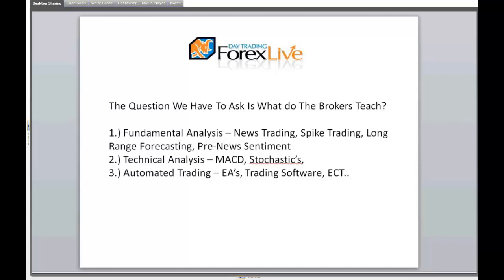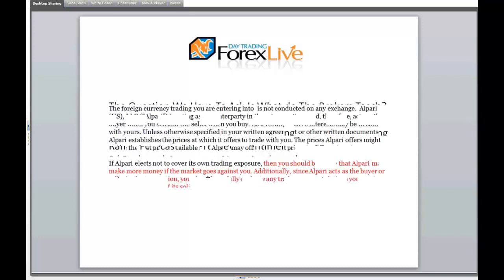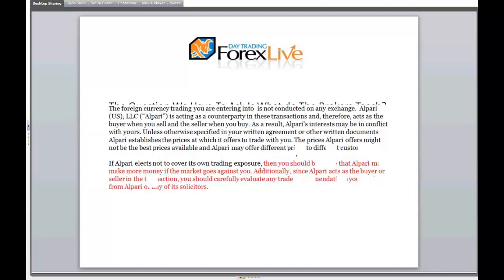To read it from there again, it says you should be aware that Alpari may make more money if the market goes against you. So they're telling you initially they have a direct conflict of interest with you. Again, reading it in red, you can see it on your screen now. Because they act as the buyer, you should carefully evaluate any trade recommendations that they give you.